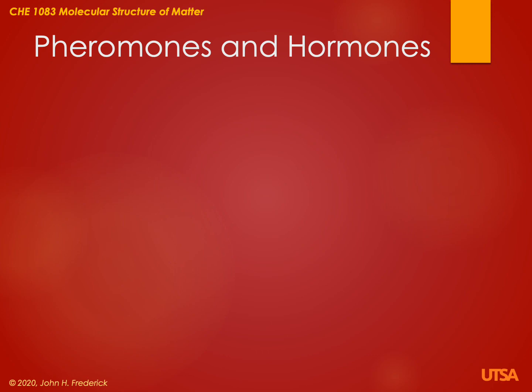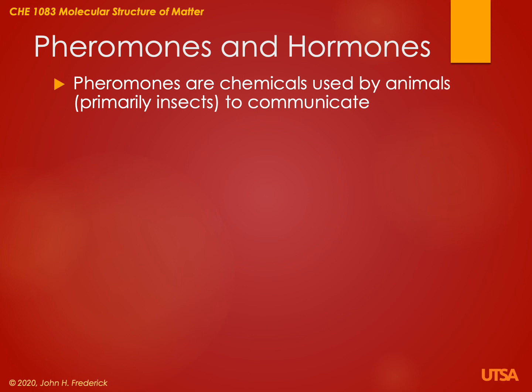Now, ketones also are a key ingredient of pheromones and hormones. A pheromone is a chemical that's used by animals basically to communicate. So ants leave pheromones along their trail so that other ants can follow them and find out where the food is. They also use pheromones as a sexual attractant and for other purposes, but it's basically a universal way that animals can communicate with one another by using these chemicals. Some of these pheromones are ketones.